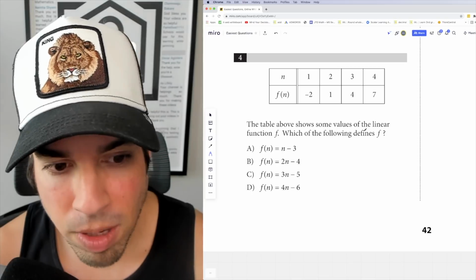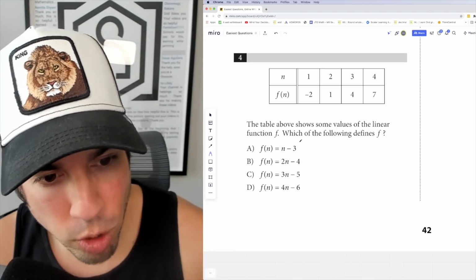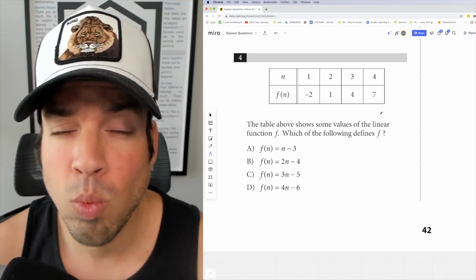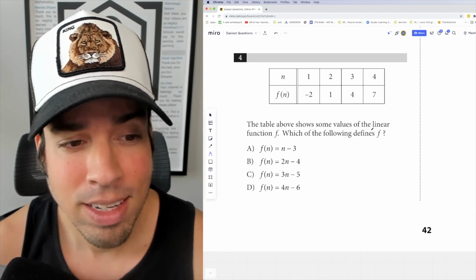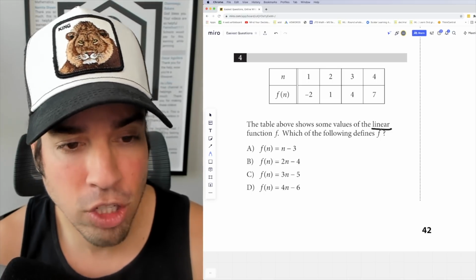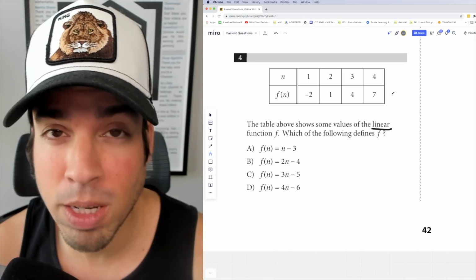Done. The table above shows some values of the linear function f. Which of the following defines f? What I like to do in a question like this is I know they're saying it's a linear equation, so I want to calculate that linear equation by using point slope.